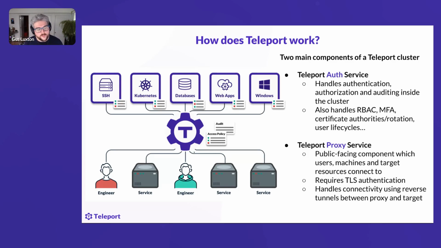So there are two main components that sit here. There's the auth service that handles authentication, authorization, auditing, and that kind of thing. It also handles role-based access control, enforcement of multi-factor authentication, certificate authority, certificate rotation, user lifecycle, all these kinds of things. And then you have the proxy service, which is the public-facing component that users and resources connect to. If you're running a client, that's connecting to the proxy service, and then that's being connected onto the resources. That uses mutual TLS authentication. So Teleport issues short-lived certificates to users when they log in, and those certificates are then used for authentication. And that also maintains the reverse tunnels between the proxy and the target.